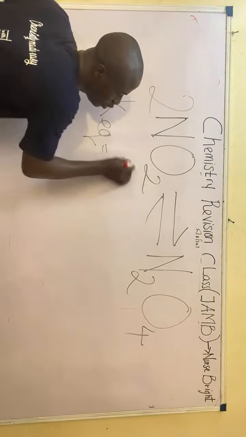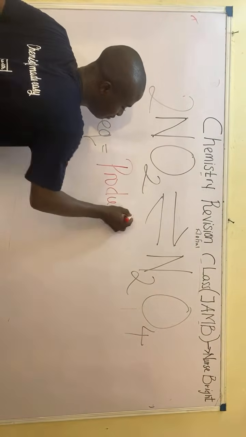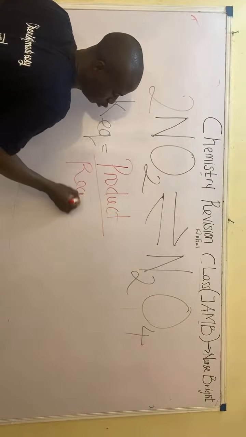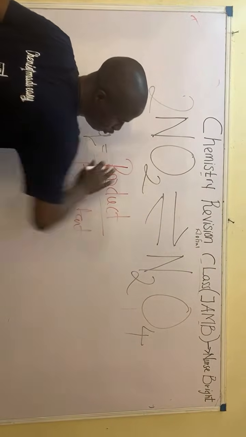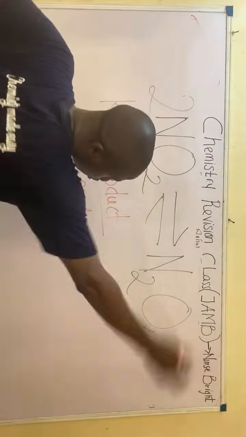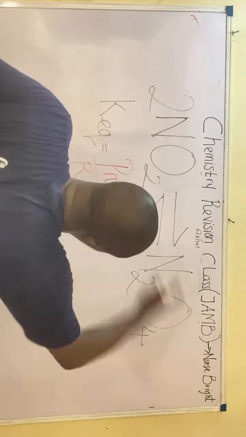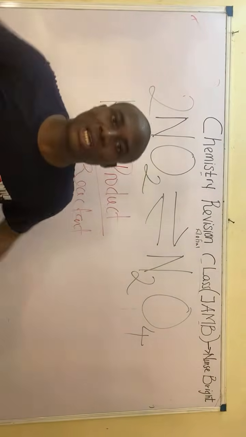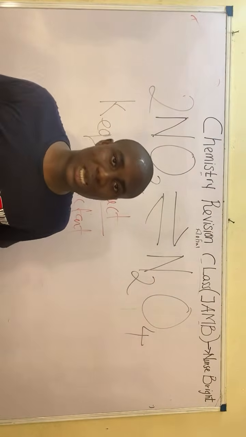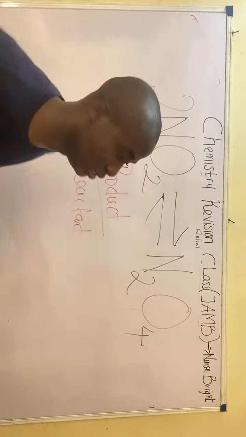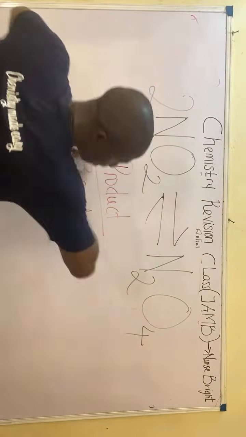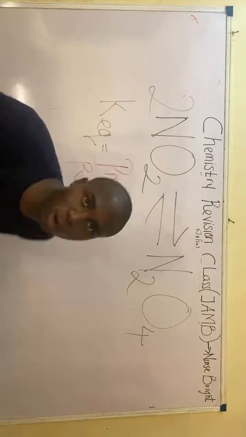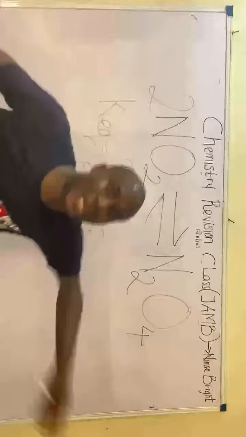Simple. It is simply done by saying product divided by reactant. Do you understand? The right hand side is your product. When you stand like this, this is your product, this is your reactant. But if we're talking about biology, you stand anatomically. In science, this is my right, this is my left, this is my product, this is my reactant.